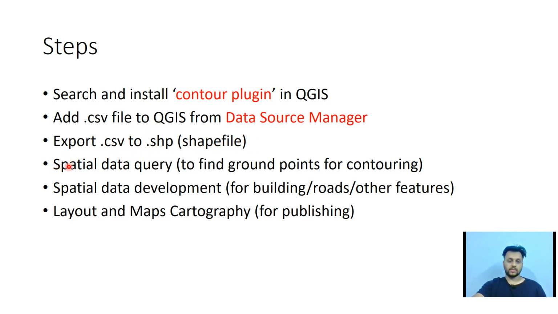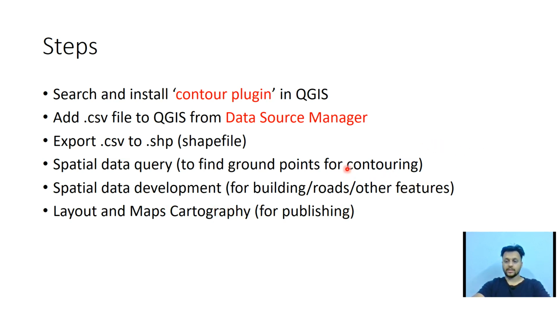Then we will learn about spatial data query, and we will find the ground points from all the data, and these ground points will be used for creating contour lines. Then we'll learn spatial data development for mapping the buildings or roads or other features in the map. Then we'll learn about layout and map cartography, and then we will create a publishable map in PDF format. So now let's get started.